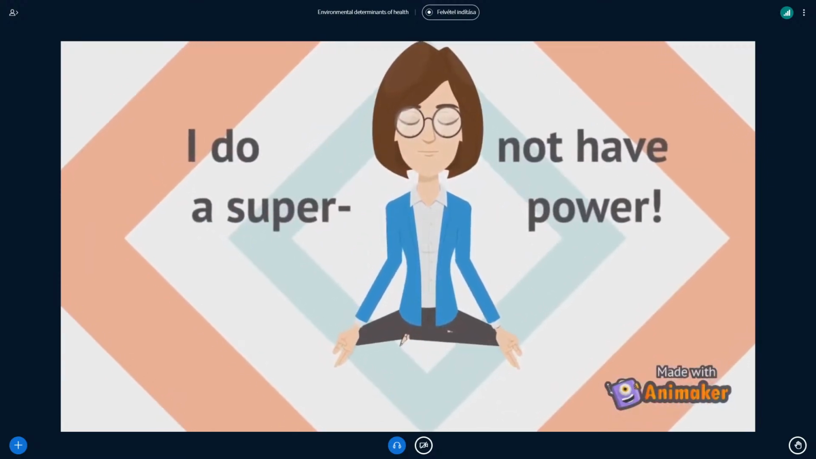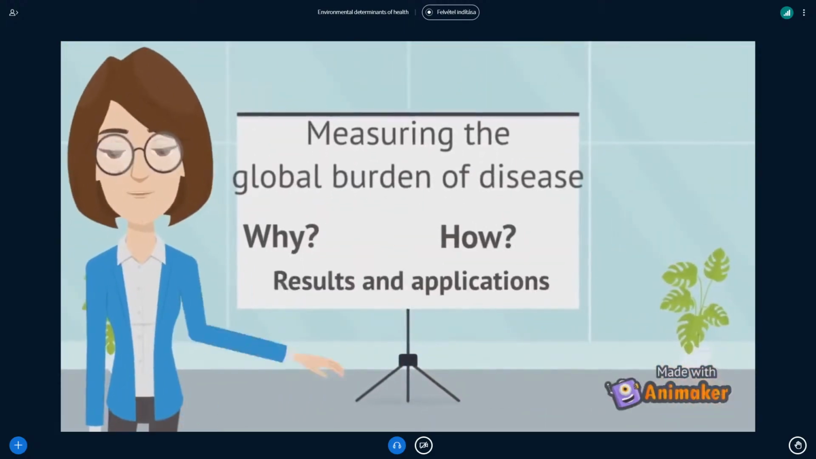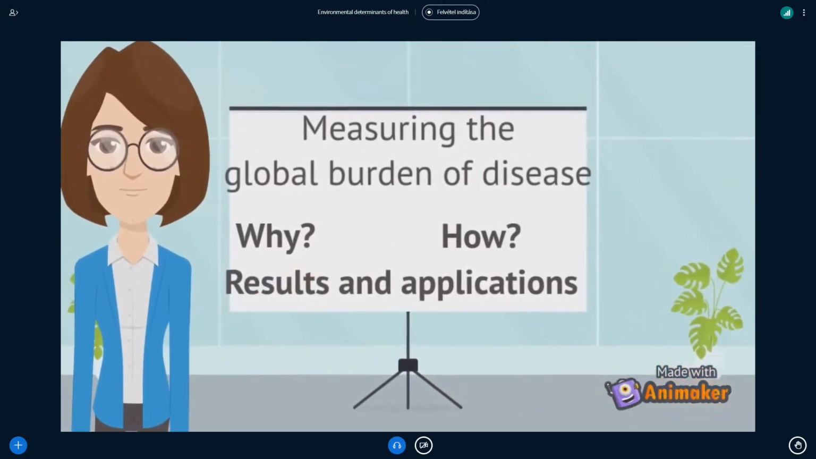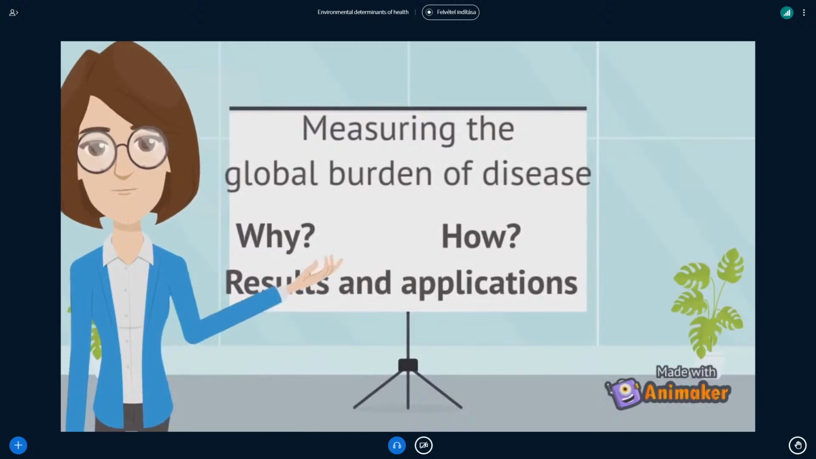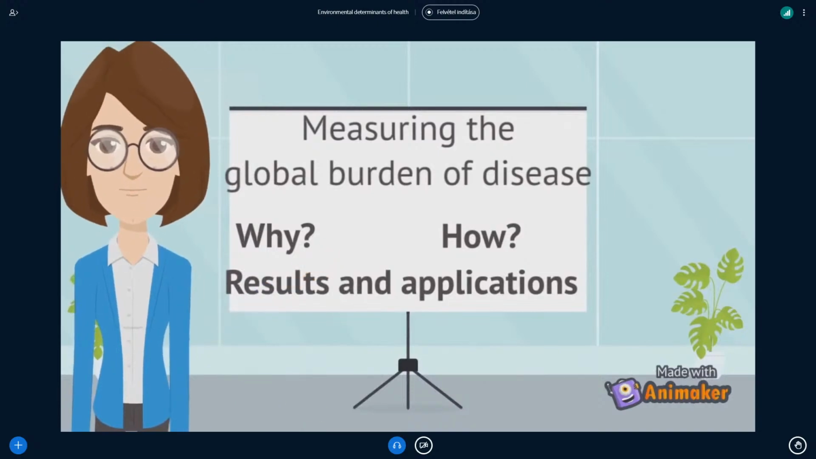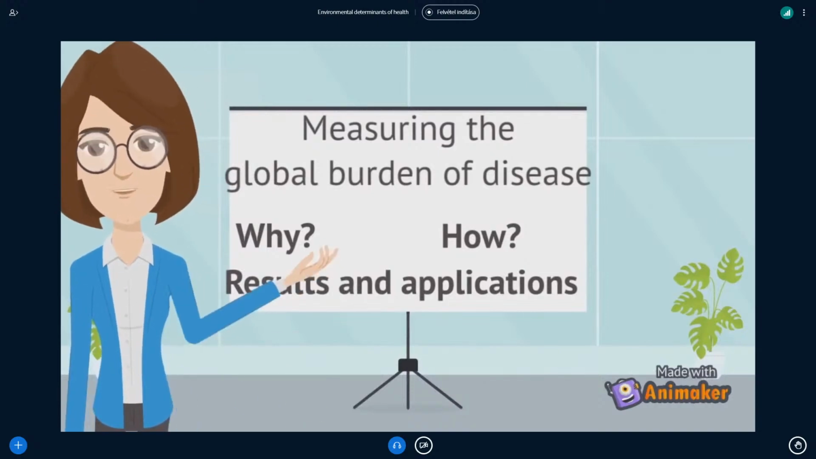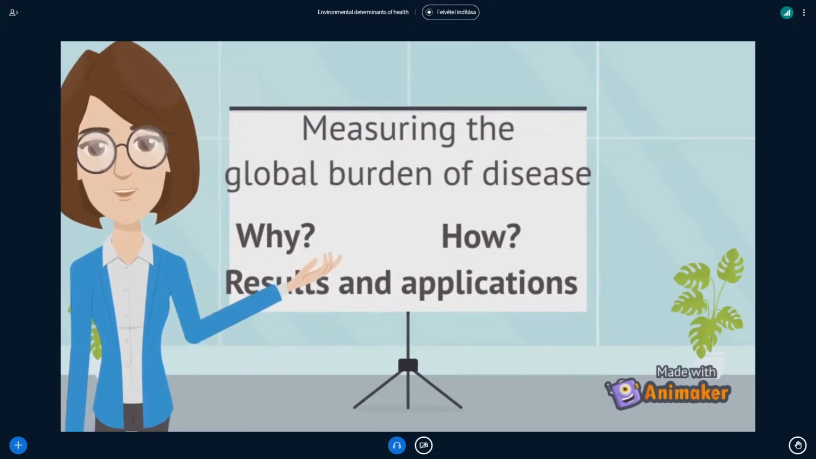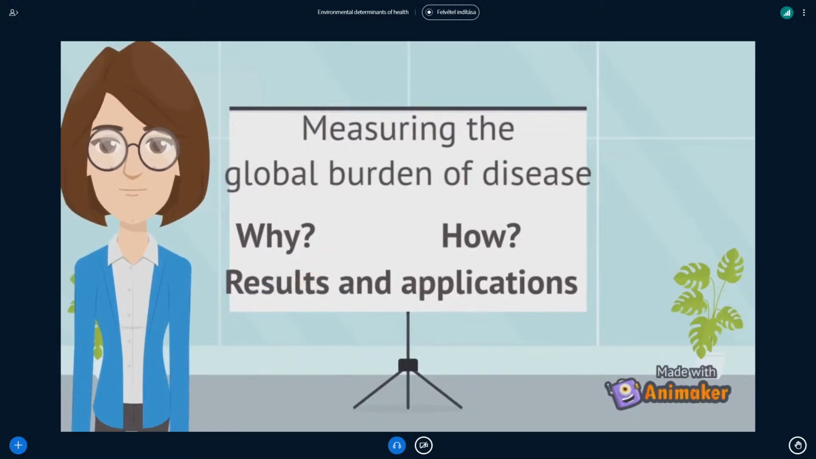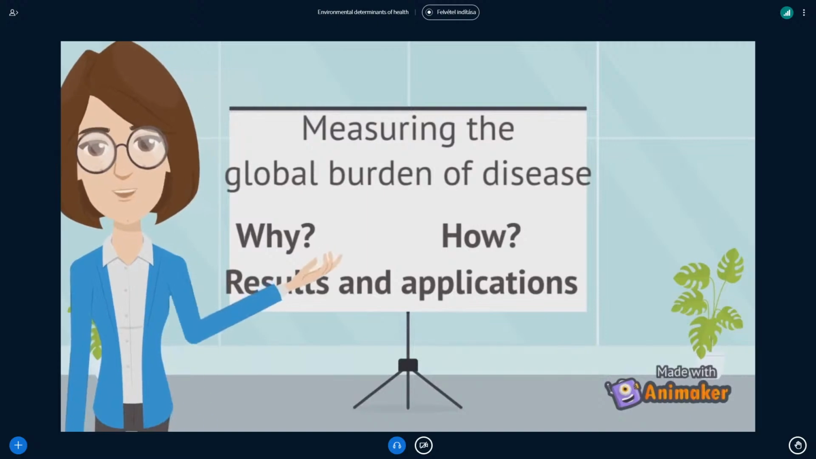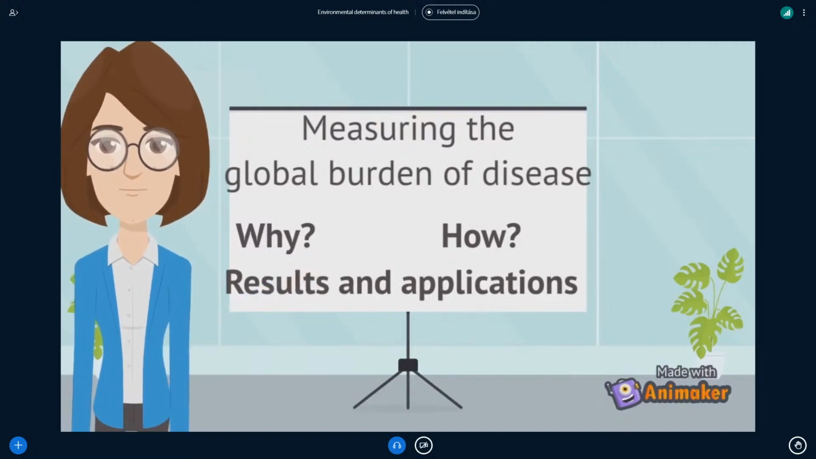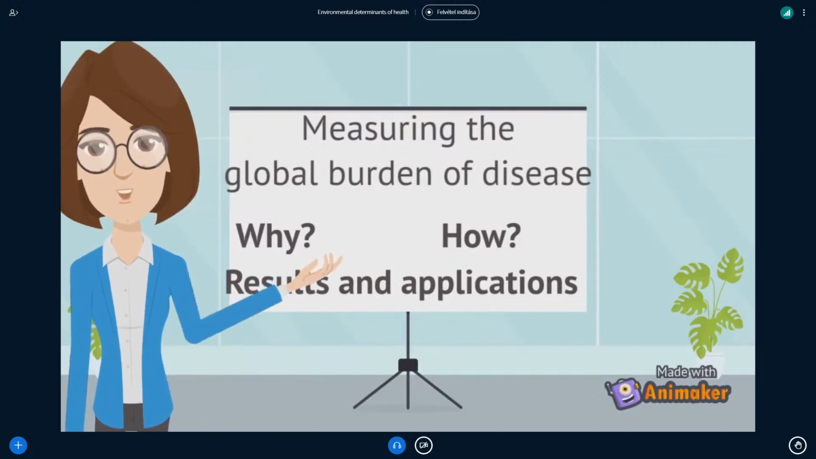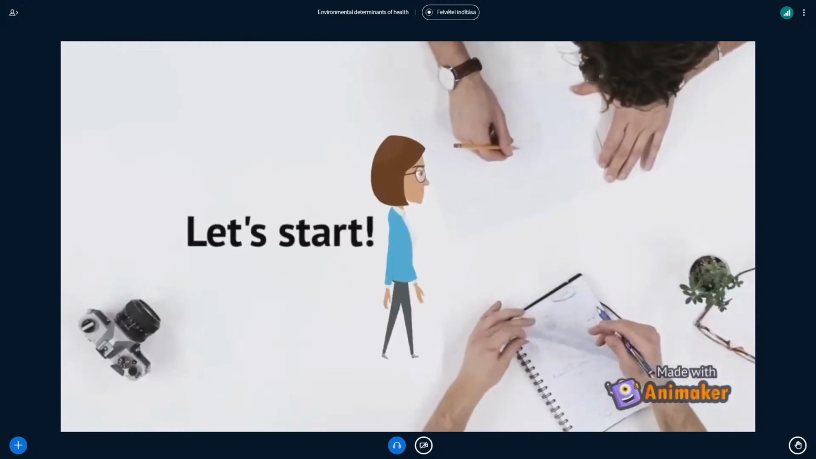Unfortunately, I do not have any superpower. But I am happy to explain to you something about the global burden of disease and how it is studied. During the next hour we will learn why it might be useful to measure the global burden of disease, how it is measured in the Global Burden of Disease study, and finally, we will see some results and applications. Enjoy! Let's start.